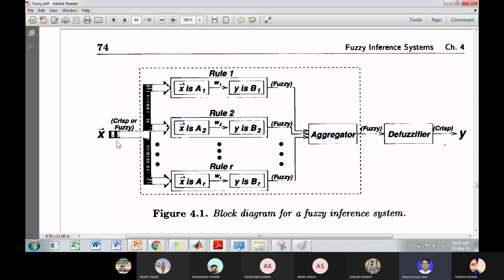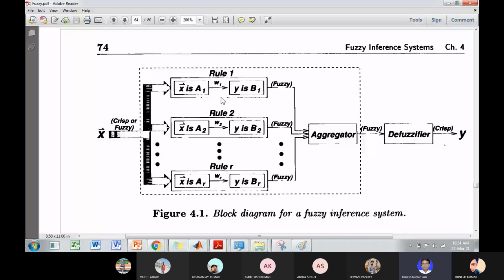Here you have the crisp or fuzzy values. Whenever you give crisp values directly to the fuzzy inference system, it will assume that this is fuzzy. Even if you fuzzify the system, it will take only the instantaneous values of input, and based on the values of the inputs, the decision will be taken according to the rules.